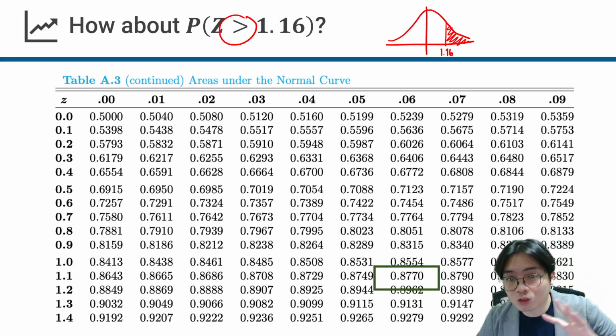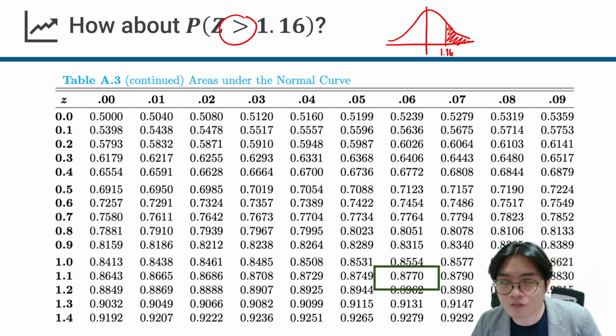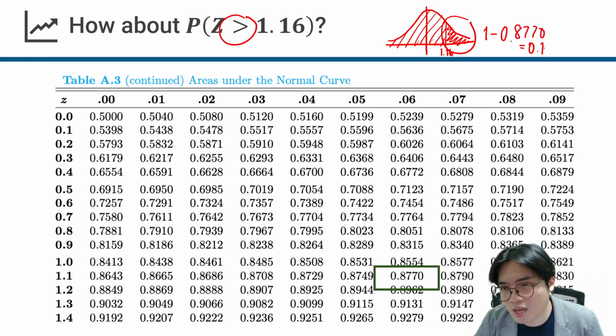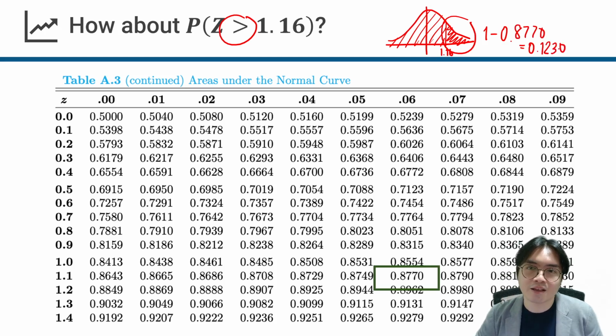Note that the total area of all of the curve is 1. And you know the area of this part that I will lightly shade right here. The area for there is 0.8770. Therefore, this area right here is just 1 minus 0.8770, or 0.1230. That is now your value of z is bigger than 1.16.